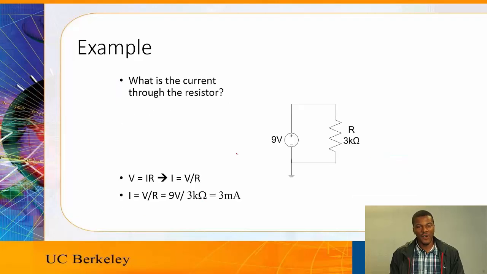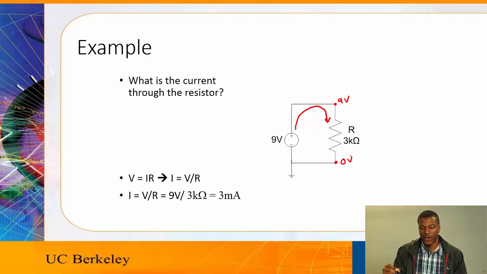So here's another example of using Ohm's law to find the current through a resistor. In this case, the 9-volt source will generate a current that flows through this 3K ohm resistor. So to be able to find this current, we need to know the voltage drop across this resistor. Since we know that this point is 9 and this point is 0, we can conclude that the voltage across this resistor is 9 volts.